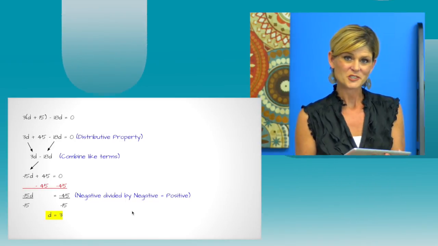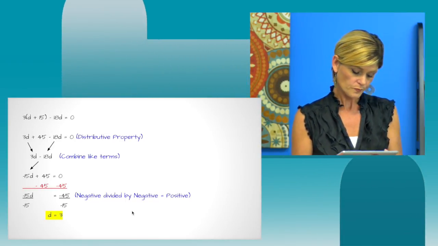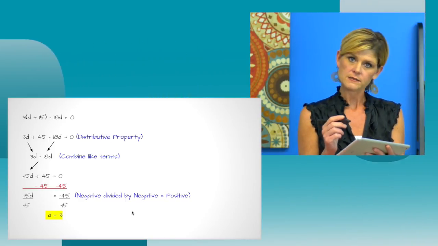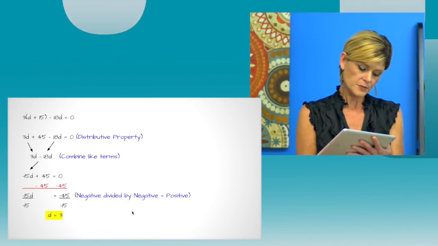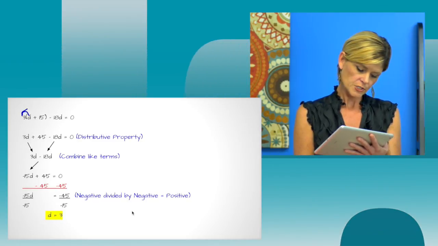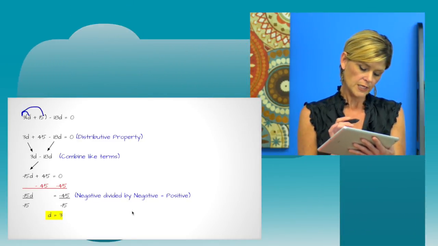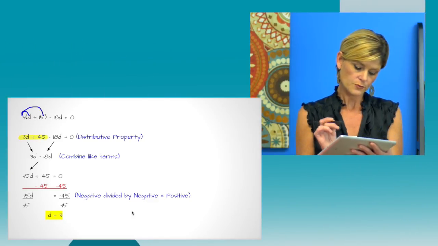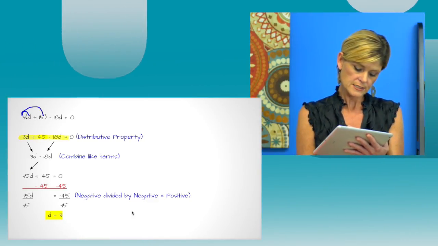Welcome back, everybody. How'd you do? Let's take a look at our answer. So our question was 3 times d plus 15 minus 18d equals 0. Using the distributive property, I should have 3d plus 3 times 15, which is 45. So I now have 3d plus 45 minus 18d equals 0.